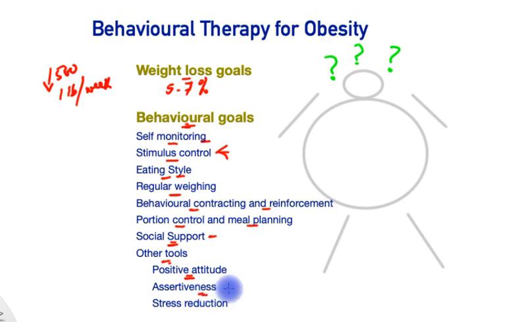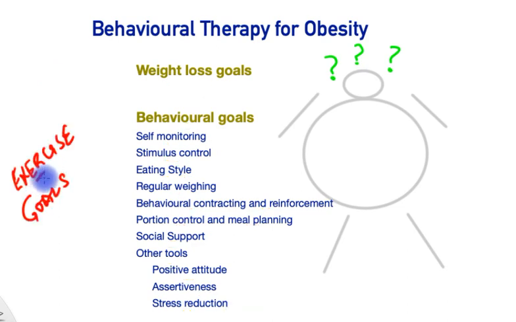Assertiveness, learning to say no, as well as being able to deal with situations such as parties, birthdays, and so on, which in the past may have led to excessive eating. Focusing on stress reduction, because stress for a large number of people is associated with excess eating, called comfort eating. And lastly and importantly, exercise is a key part of this multimodality treatment for obesity. And yet again, research evidence points to prolonged and effective success for patients who are able to exercise on a regular basis and to incorporate that as part of their strategy.